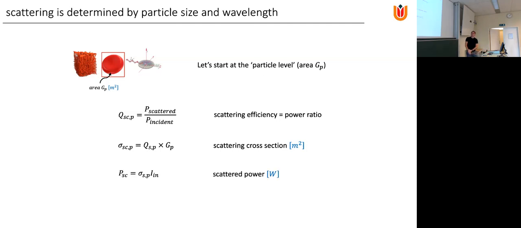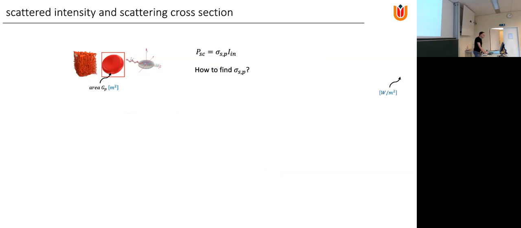We can rearrange that a little bit so that the scattered power is equal to the intensity times the scattering cross-section. So the scattered power here is given by the product of the scattering cross-section and the incident intensity. We're going to use that relation pretty extensively. So what we want to do is find an expression for the scattering cross-section.